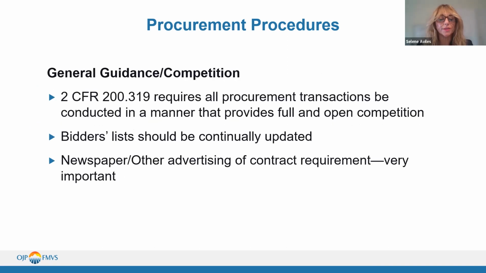So on procurement, we have the open competition. Open competition in grant procurement refers to the process of soliciting bids or proposals from a wide range of potential suppliers, rather than awarding contracts to a pre-selected or preferred supplier. This approach is typically used to ensure that grant funds are spent efficiently and effectively, and that suppliers are selected based on their ability to provide high-quality goods or services at a competitive price.